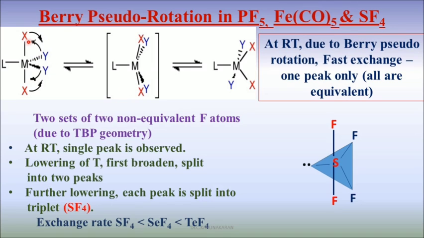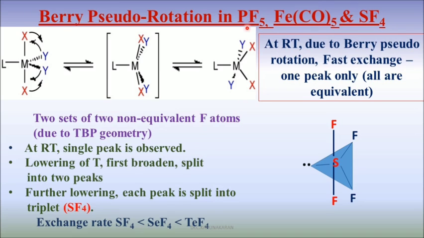Due to this rotation, axial positions become equatorial and equatorial becomes axial, as you see here. The energy differences between the trigonal bipyramidal and square pyramidal geometries are very little, therefore they undergo Berry pseudo rotation to give a fluxional character.